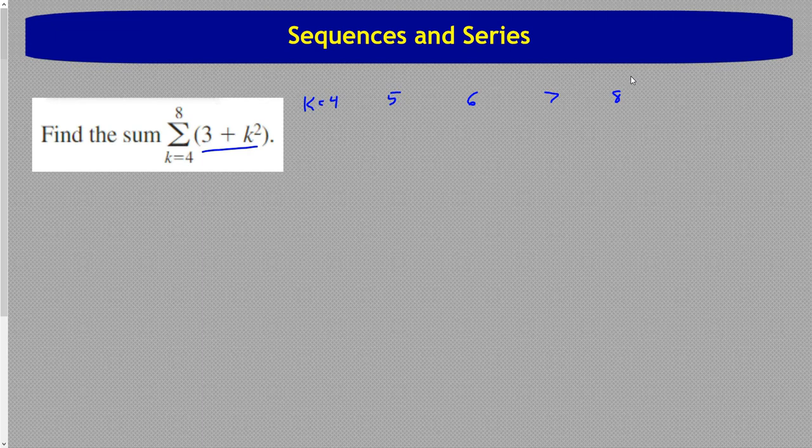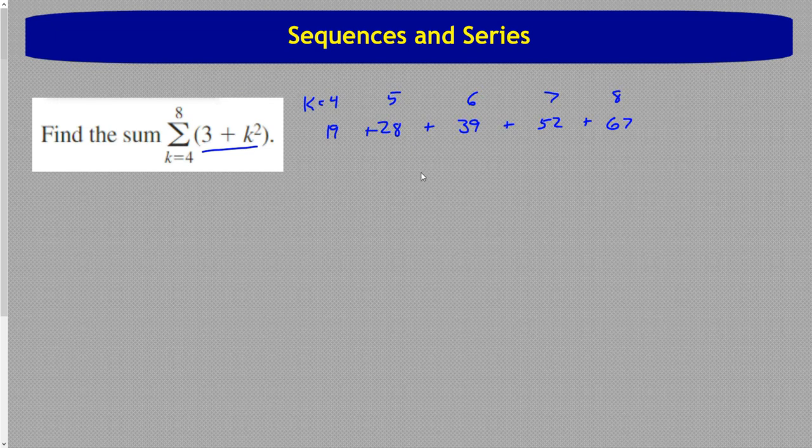We're basically just going to make a table of these. So when k is 4, that's 16 when I square it, plus 3 is 19. Then 5 squared is 25, plus 3 is 28. 6 squared is 36, plus 3, 39. 7 squared is 49, plus 3 is 52. 8 squared is 64, plus 3 is 67.